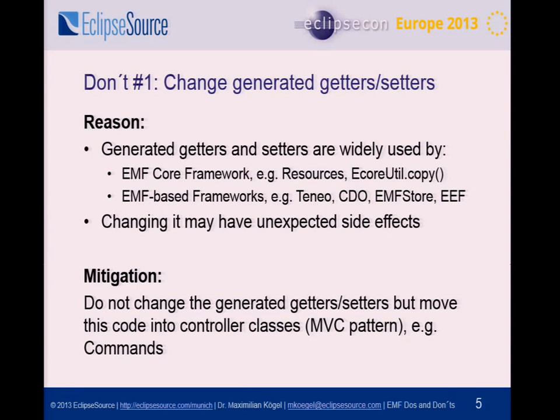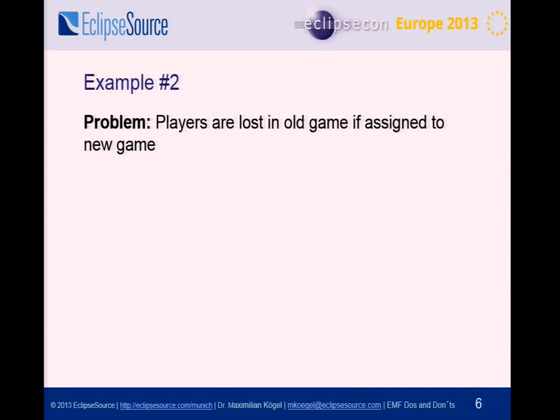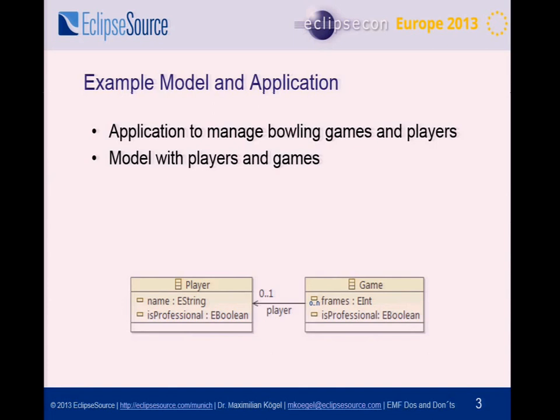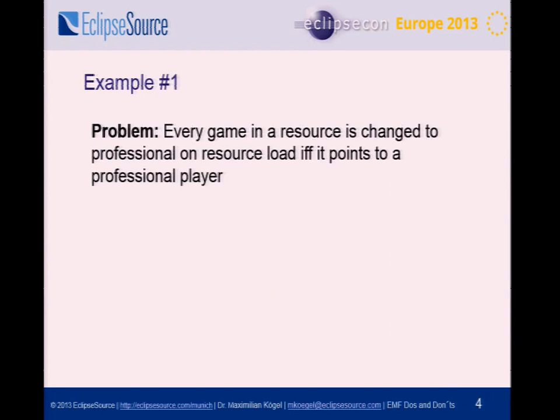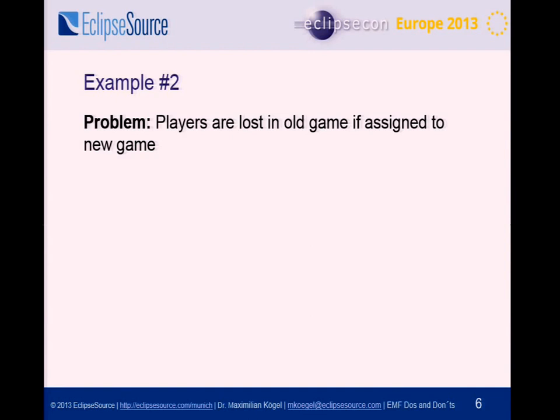Example number two, again, a problem that you encounter. You assign players to a new game. So you tell the game, hey, this is your player. And suddenly the players are lost in the new game. If we look back at this slide, at that model, it's a normal cross-reference. So the player should be able to be pointed to by many games. So many different games could contain the same player, in theory. Yet we run into this problem that whenever we assign a player to a new game, suddenly it is lost in the old game.